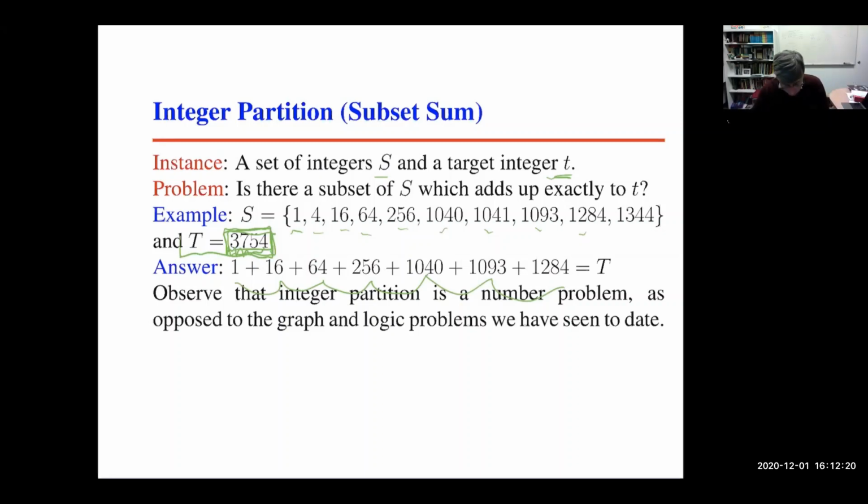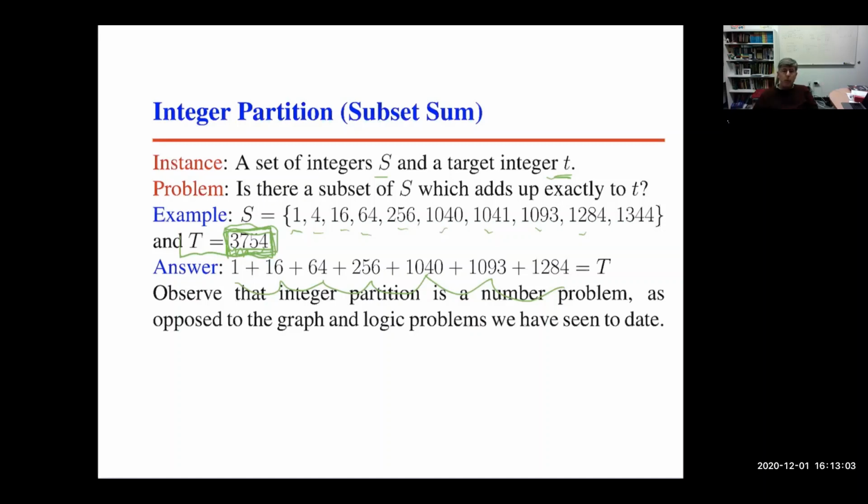If my target was 3, I couldn't do it. If my target was 6, I couldn't do it. But for my target of 3,753, I can. Any questions about it? Does everybody see what this problem is? Does everybody see that this is a reasonable and practical problem? In general, we don't really have a fast algorithm for it if the numbers are big. There's a little weasel word I'm going to make there, but for big numbers, I don't know any algorithms for it.